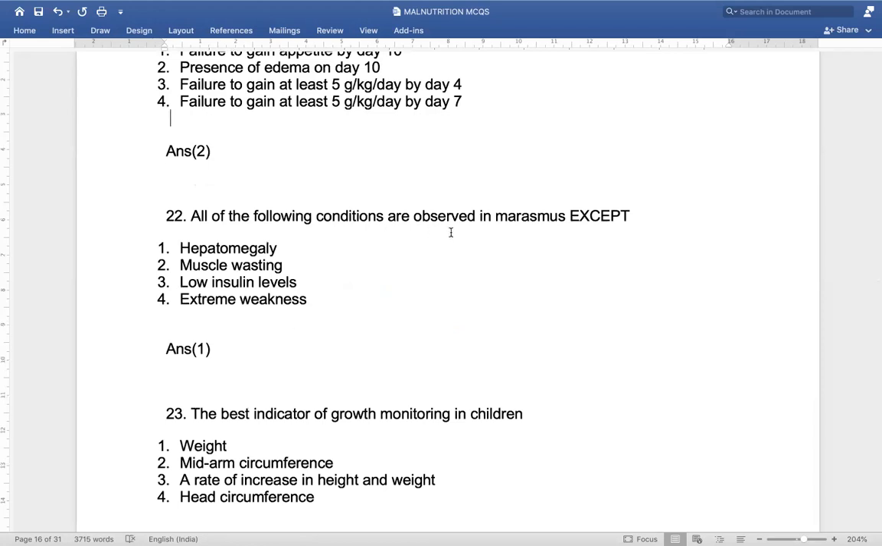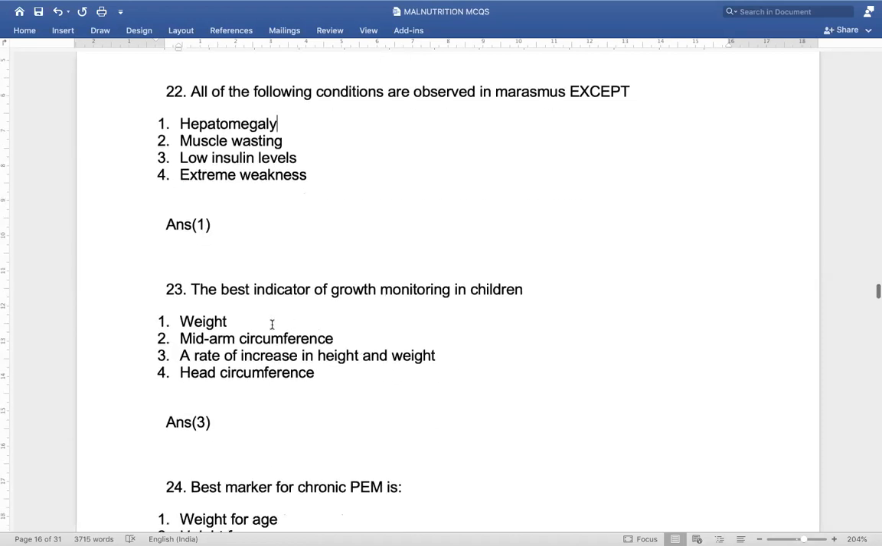So all of the following are observed in marasmus except, so already we know this, hepatomegaly. There will be muscle wasting. Low insulin levels are common to both marasmus and kwashiorkor. Extreme weakness is also common to both kwashiorkor and marasmus. Hepatomegaly is seen in kwashiorkor. It is not required for diagnostic criteria. Diagnostic criteria for kwashiorkor are apathy, poor appetite, and edema. Okay.